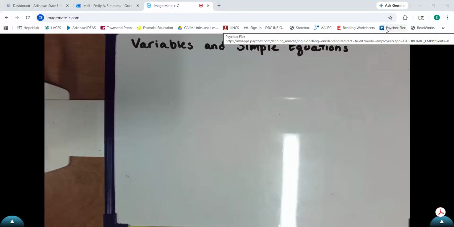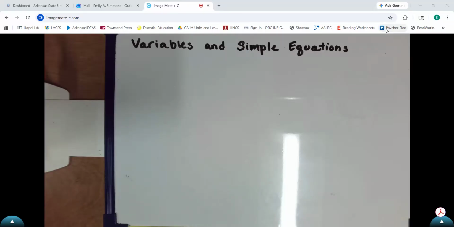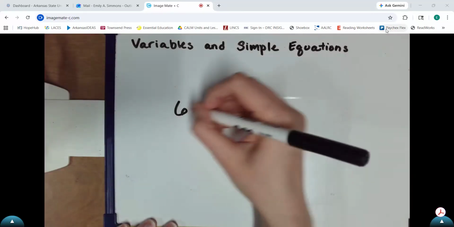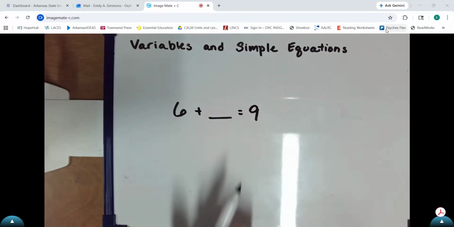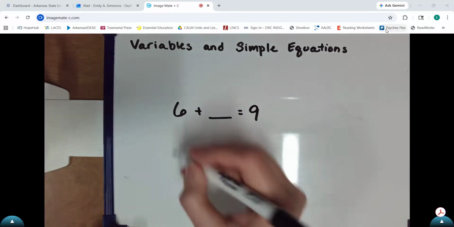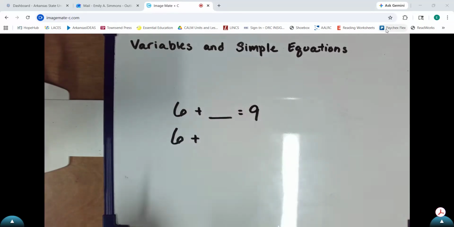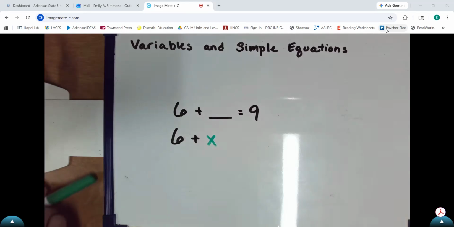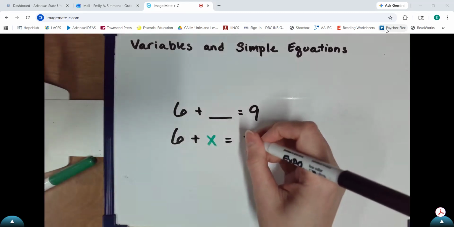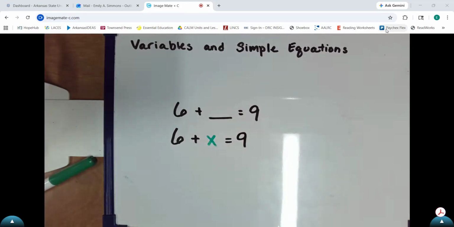Hello, today we're going to talk about variables and simple equations. A variable is a placeholder that is usually represented by a number. For example, if I had 6 plus blank equals 9, instead of putting a blank here, I could use a variable to have 6 plus x equals 9. So variables are placeholders that are usually represented by letters. This is where we get those X's, Y's, A's, B's, and all of the other letters in our math.